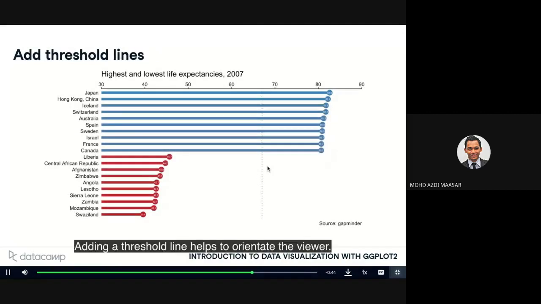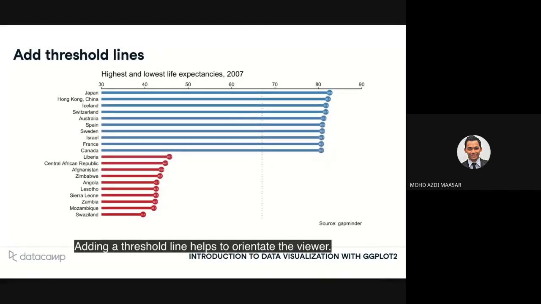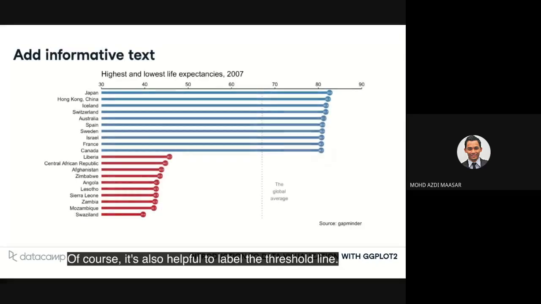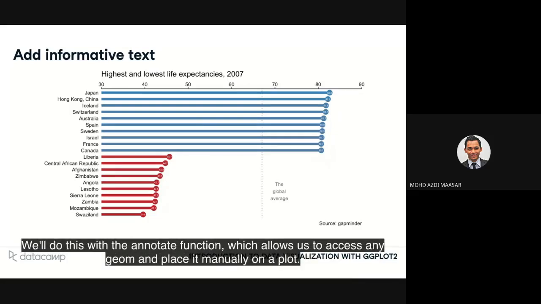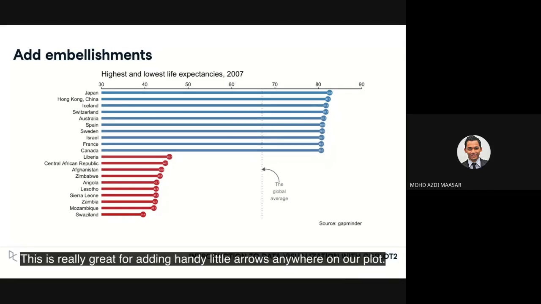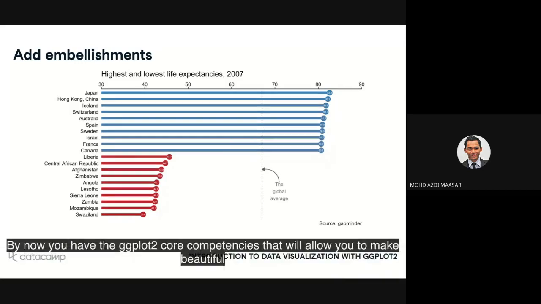Adding a threshold line helps to orientate the viewer. Here is the global mean from 2007. Of course, it's also helpful to label the threshold line. We'll do this with the annotate function, which allows us to access any geom and place it manually on a plot. For example, another geom we haven't seen yet is geom curve, for drawing curved lines. This is really great for adding handy little arrows anywhere on our plot.